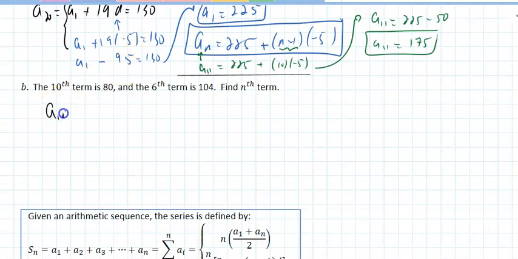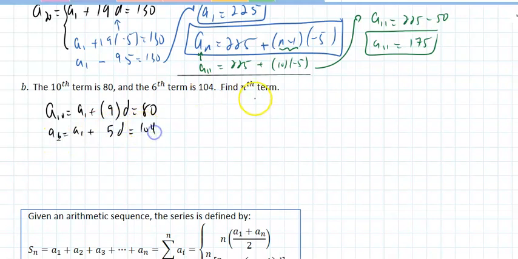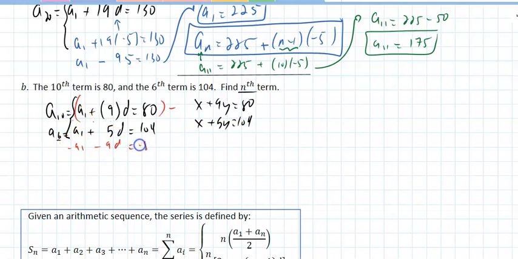The 10th term of an arithmetic sequence, that's a sub 1 plus 9 times d, is 80. And the 6th term is a sub 1 plus 1 less than 6, which is 5d, is 104. Find the nth term. Well, I need the first term and d. That's kind of like saying x plus 9y equals 80 and x plus 5y equals 104, right? So if I multiply the top equation by a negative, that becomes negative a1, negative 9d equals negative 80. Add: negative 4d equals, is that 40? No, not 44, 24. 104 minus 80, yeah, 24. Divide by negative 4, so d is negative 6.